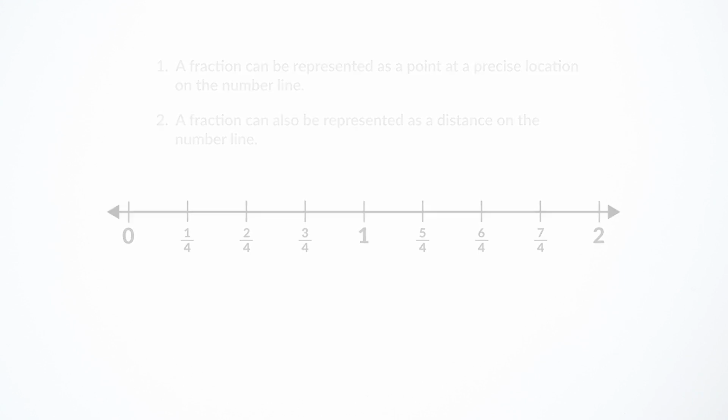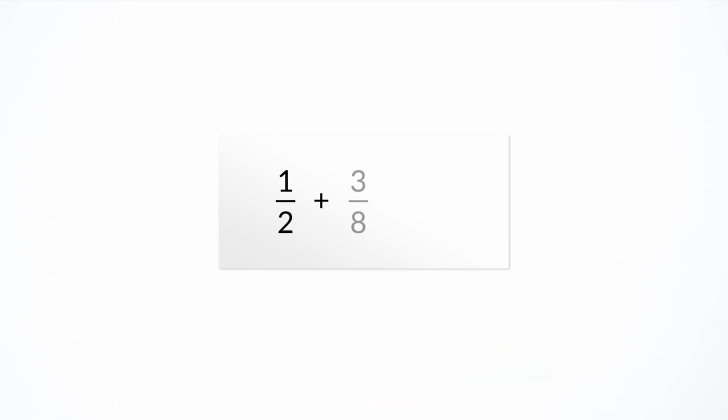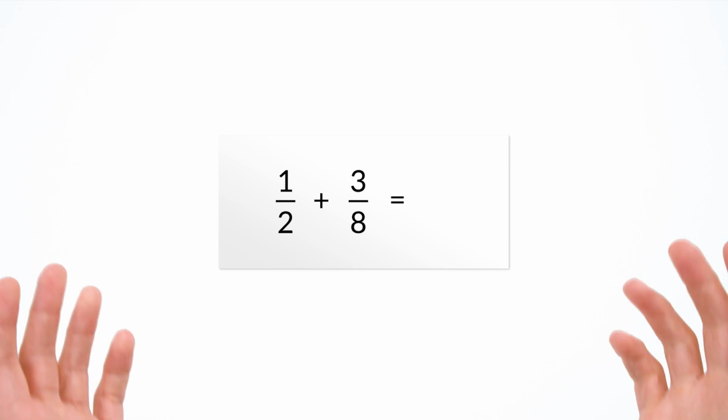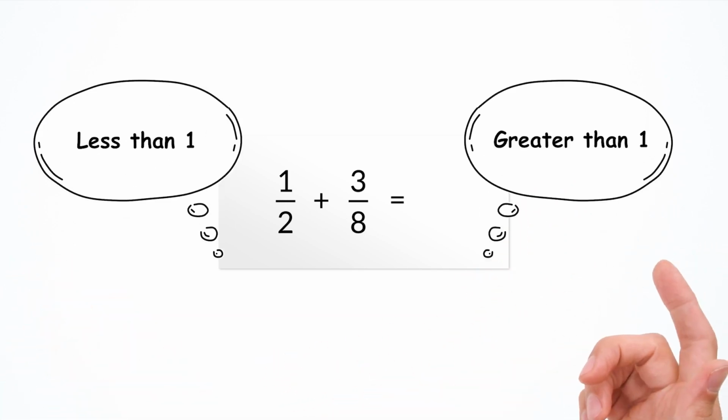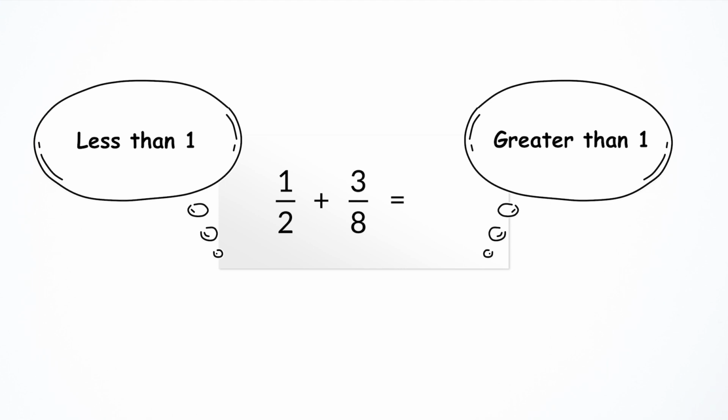Knowing that a fraction can be represented as a point or as a distance can help us model addition on the number line. For an example, let's look at an addition problem with unlike denominators. 1/2 plus 3/8. And just at a glance, do you think that the sum will be less than 1 or greater than 1? Okay, let's keep that estimate in mind as we represent the problem.